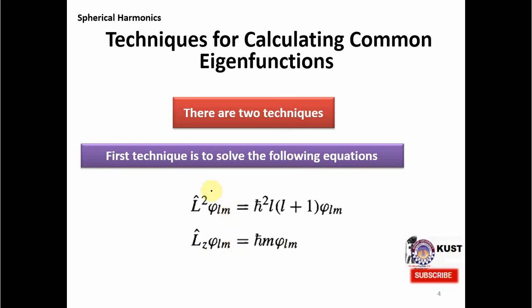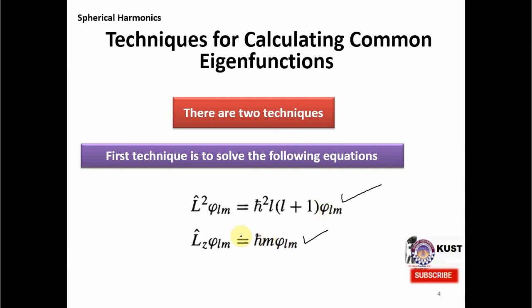Okay, so if we solve these two equations, this is the technique. But in terms of spherical coordinates, what will we get for phi Lm? What do we mean by solving these two equations? By solving these two equations, we mean getting the values of phi Lm. If we get these phi Lm in spherical coordinates, we call them spherical harmonics. So this is the first technique, and this is the technique we will apply in today's lecture.